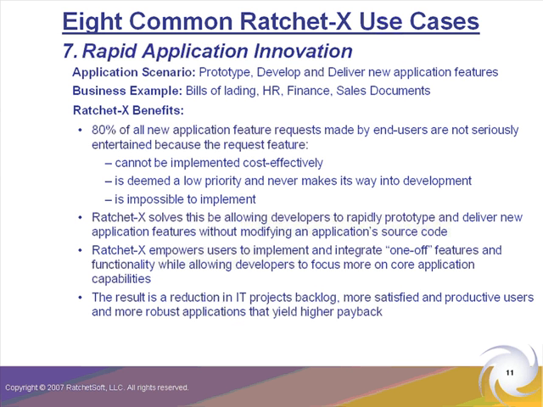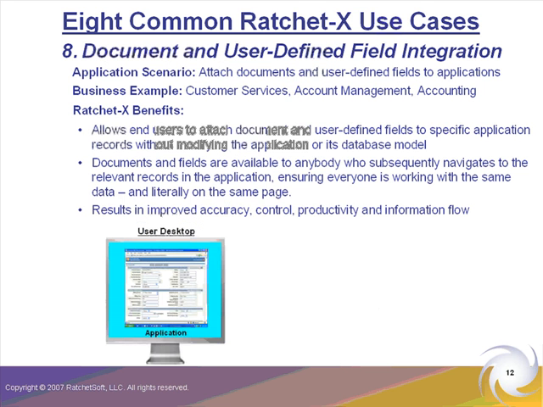Ratchet-X allows developers to rapidly prototype new features to both serve as a stopgap method until the feature is ultimately built, or as a cost-effective way of satisfying one-off integration requests, thus freeing up developers to focus on core application functionality. And last, but certainly not the least valuable use case, is the document and user-defined field use case.